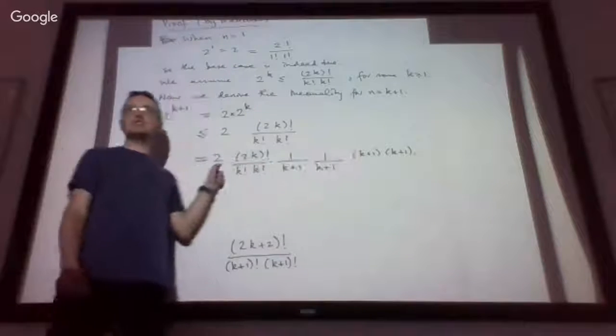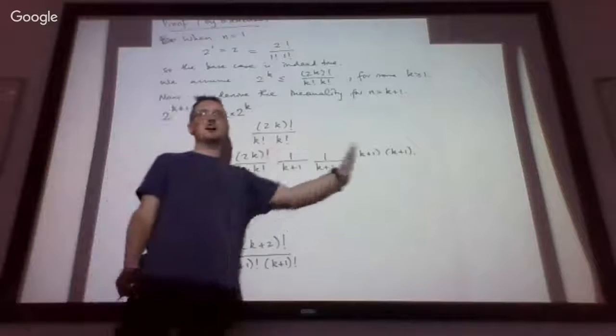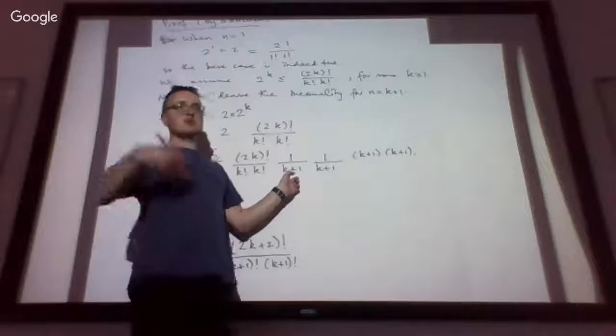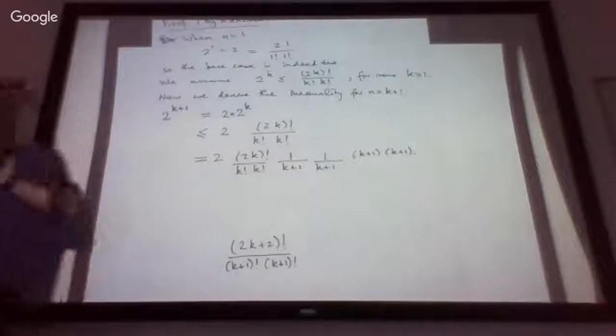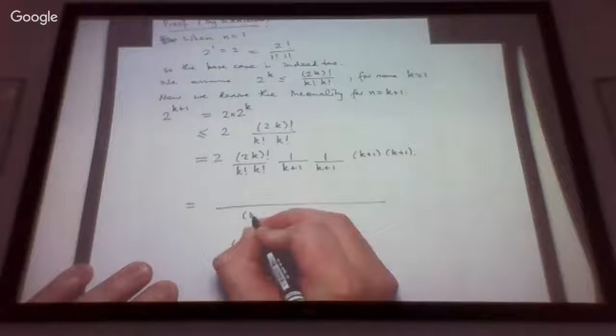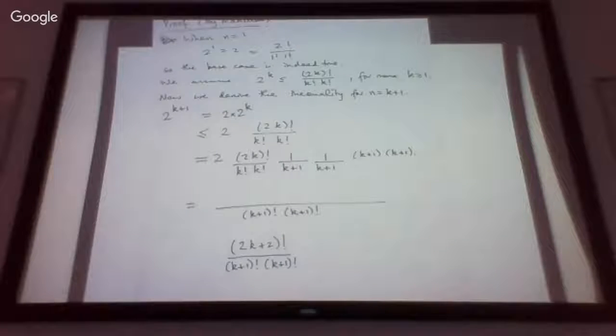Okay, now, full stop, the equation is true, is it not? All I've done is multiplied by 1 in a complicated way. Yeah? K plus 1 over k plus 1 is 1. K plus 1 over k plus 1 is 1. Okay? So on the bottom now, I've got k plus 1 factorial by k plus 1 factorial. Agreed on the denominator?